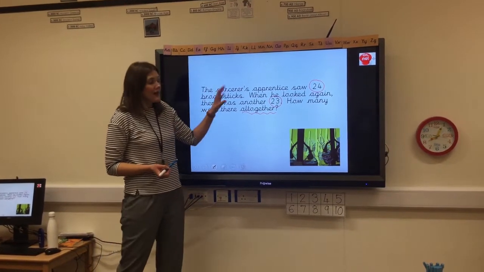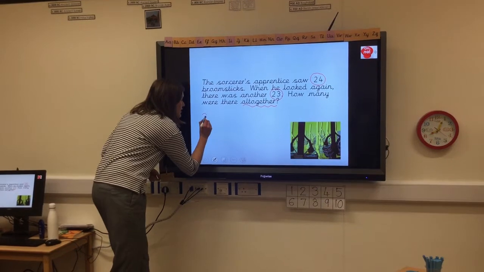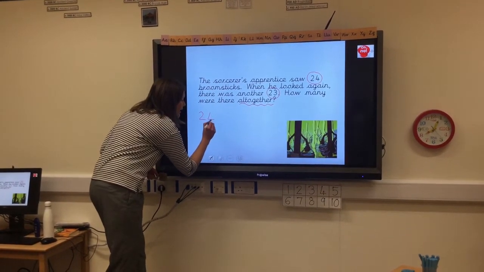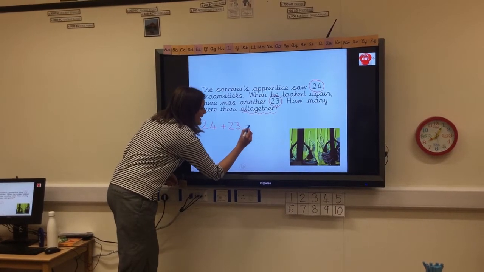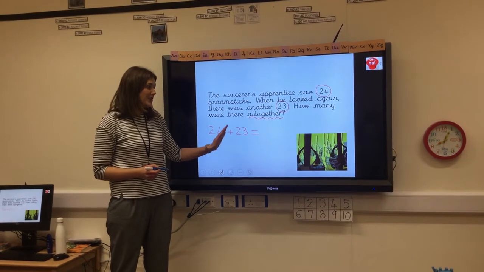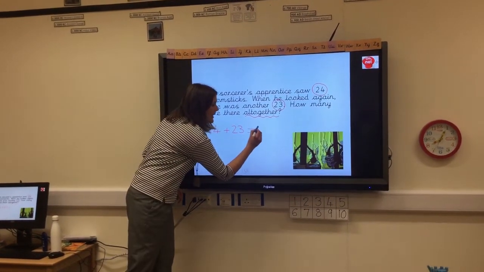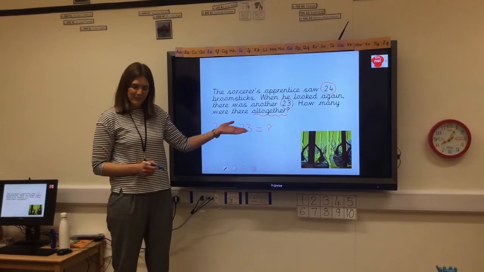So from this problem I can get an equation or a calculation. So I'm going to write 24 add 23 equals. And this is called the calculation or the equation. And what we've got to work out is this here, which we call the total or the sum.